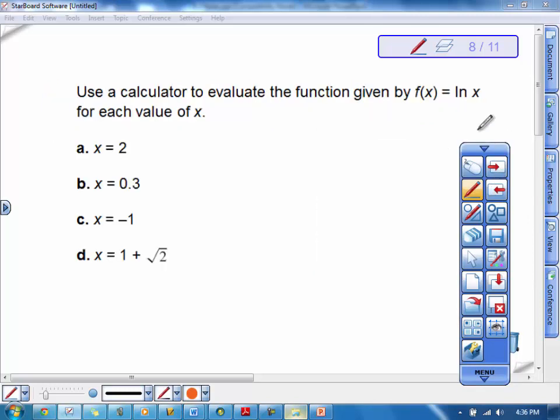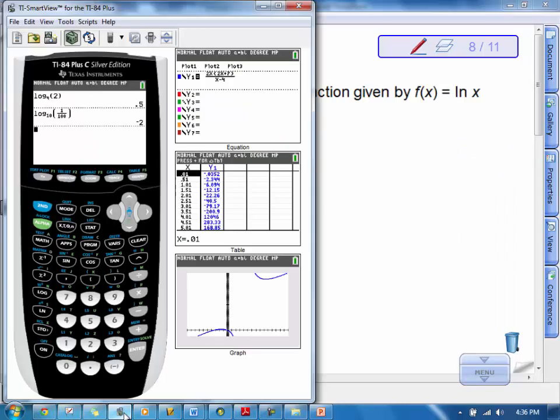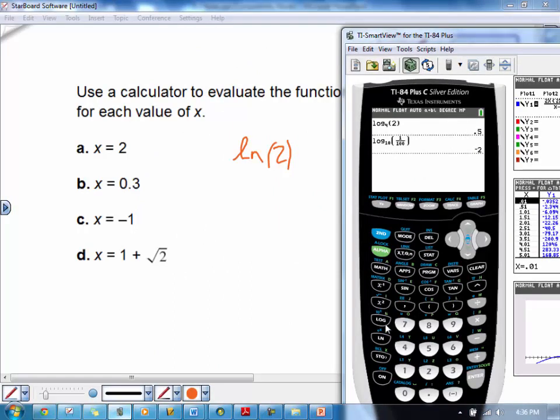Okay, let's use a calculator real quick to determine the natural log of, say, 2. All you gotta do is plug this into your calculator. Just grab your calculator, and the natural log button's right here. So natural log of 2 equals a decimal. You can round that, but you can see how you can plug all these in. Okay, that's not a problem.